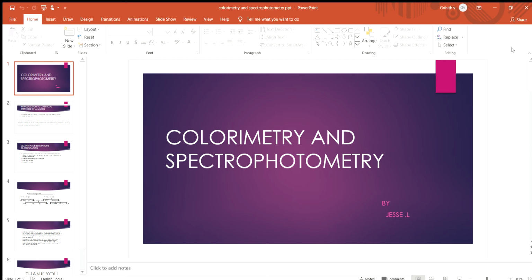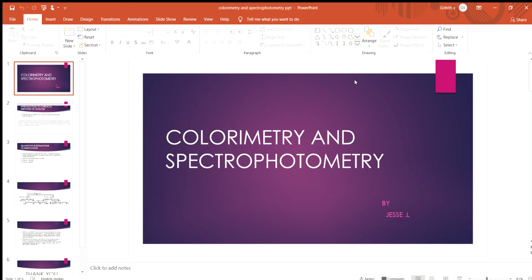Today I am going to teach colorimetry and spectrophotometry. It's a topic from paper 6, that is for 5th semester students. Students, before going into the chapter, I want to teach you the basics of chemical methods of analysis. I think you all have an idea of these chemical methods of analysis.